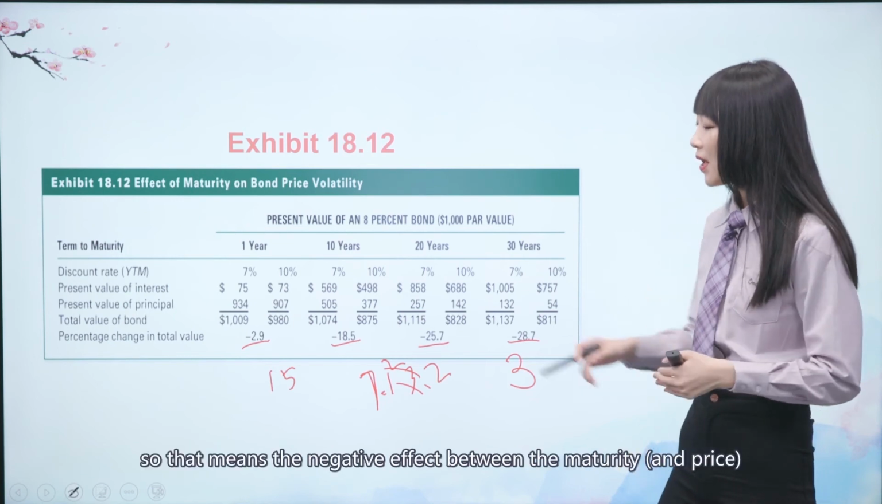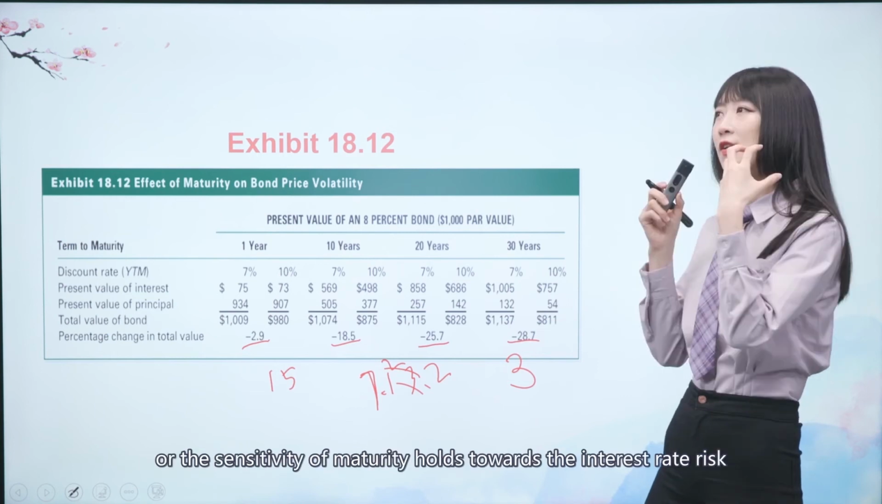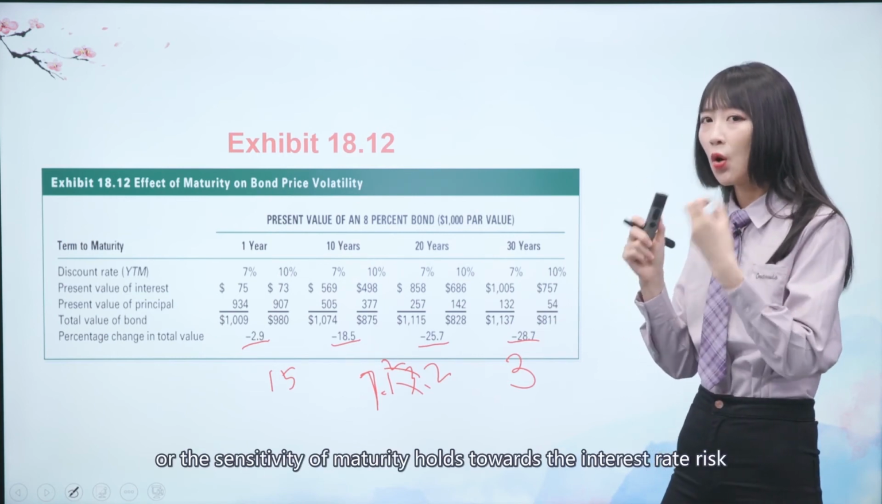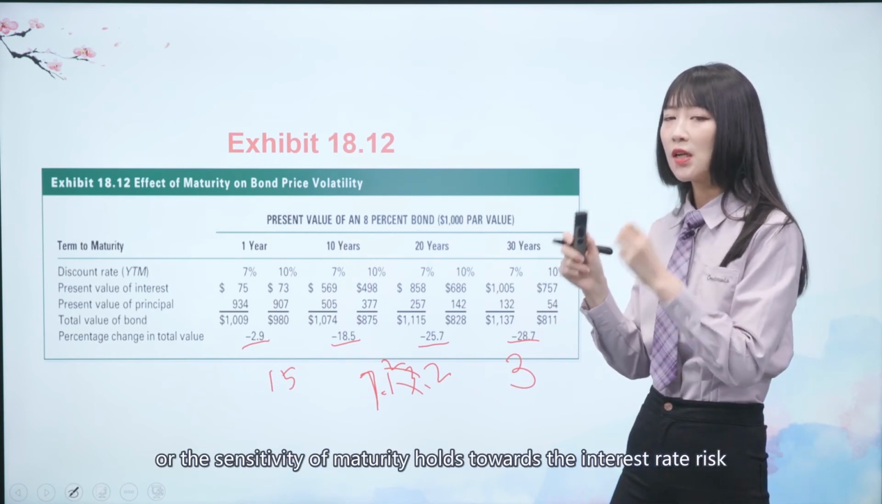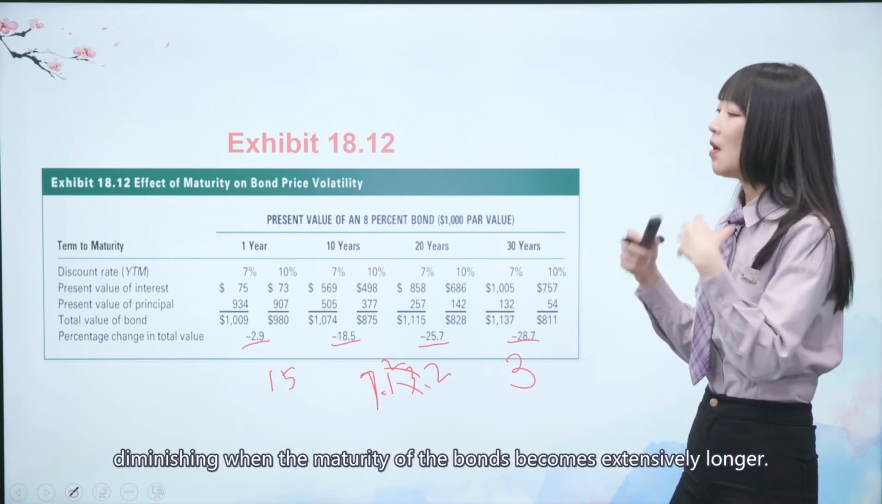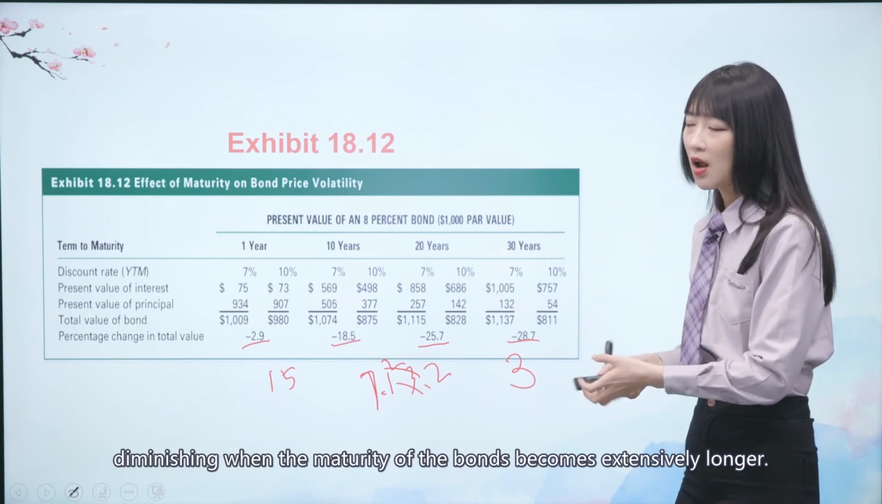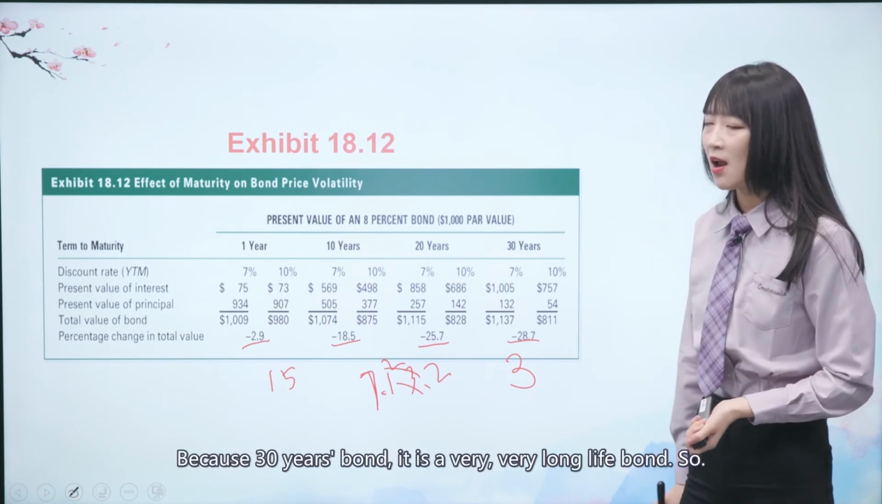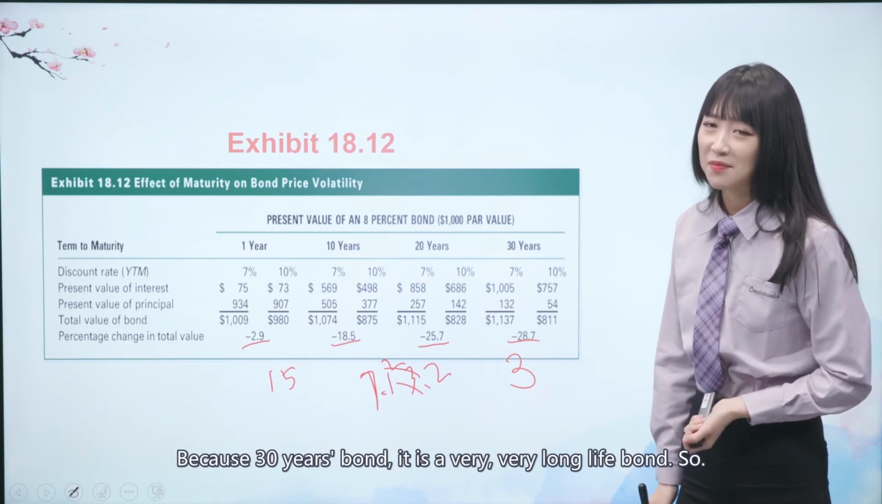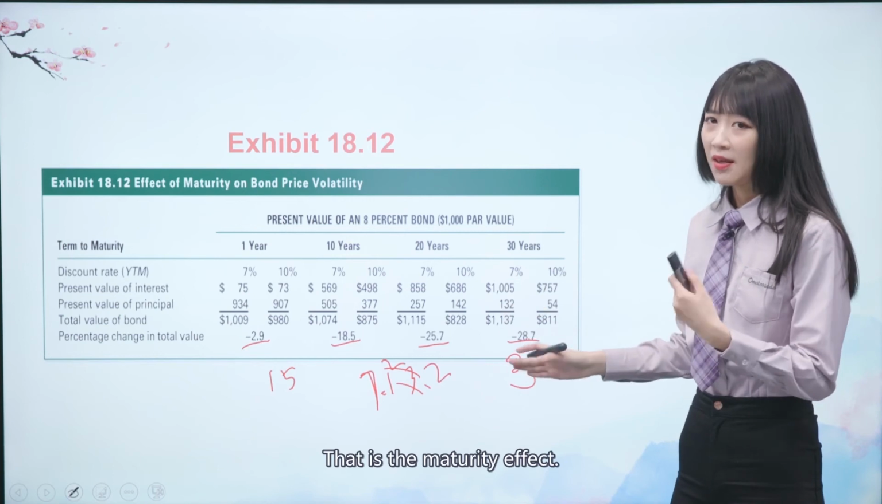So that means the negative effect of the sensitivity of maturity towards the interest rate risk actually diminishes when the maturity of the bonds becomes extensively longer. Because a 30-year bond is a very, very long life bond. So that is the maturity effect.